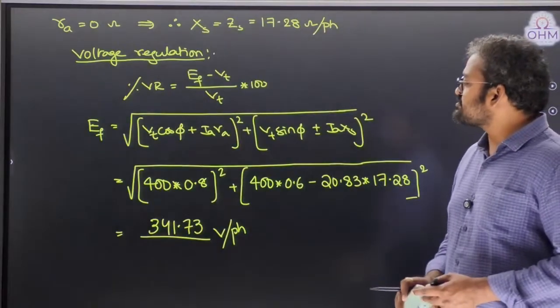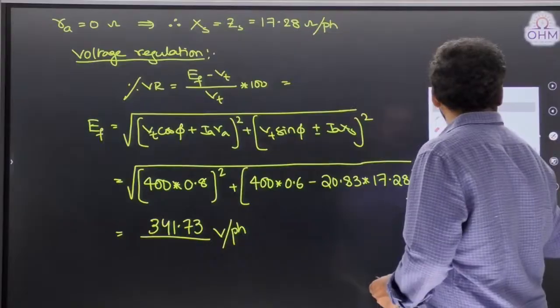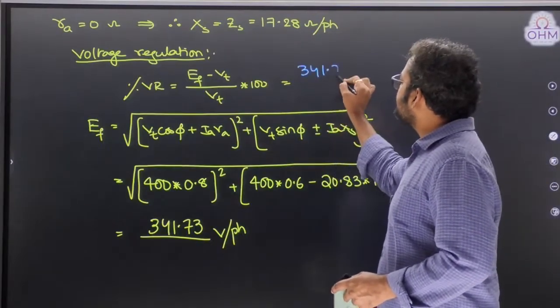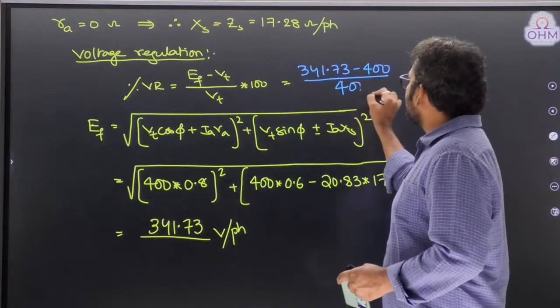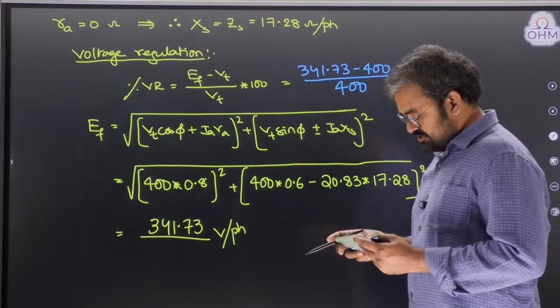So once you know induced EMF, I think I can go back, calculate what is the voltage regulation. Okay, so what is the formula for voltage regulation? E_f, 341.73 minus V_T 400 by 400 into 100. This will directly tell you what is the voltage regulation.